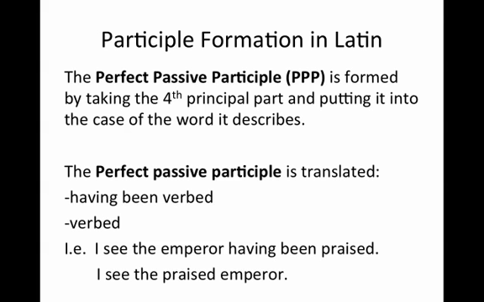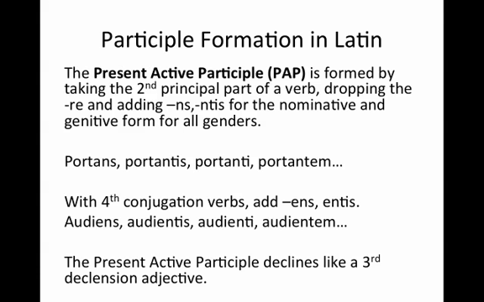So for example, I see the emperor having been praised. Which emperor? The one who has been praised. Also, I see the praised emperor. Both praised and having been praised are the participles. Both describe emperor. Both would go in the accusative here because it's the direct object.